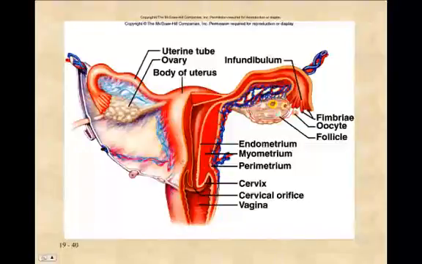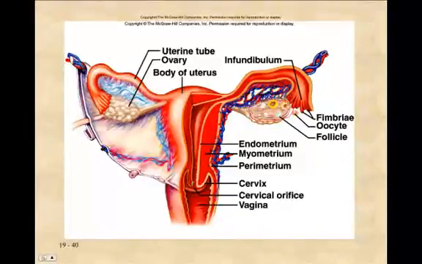And here is the uterus, and you can see it's a very thick muscular structure. The uterus has an inner lining called the endometrium, which is the lining that would be shed during menstruation. Then here's the myometrium just below it, the muscular portion, which is very important for labor and childbirth. And then you have the outer edge, the perimetrium, the outer connective tissue layer.